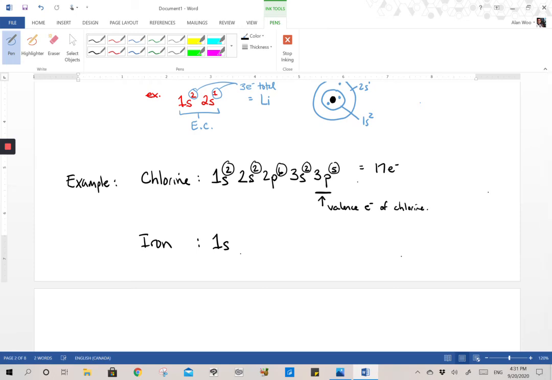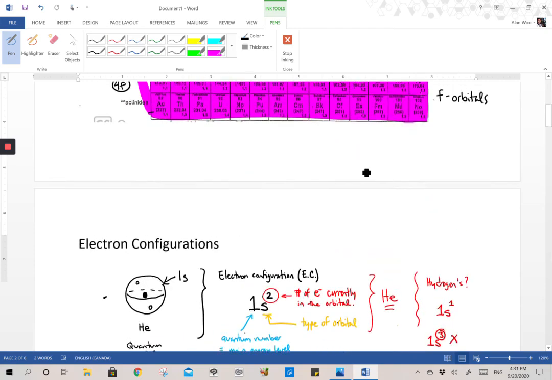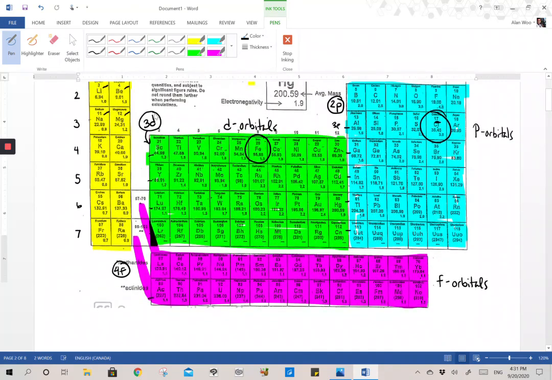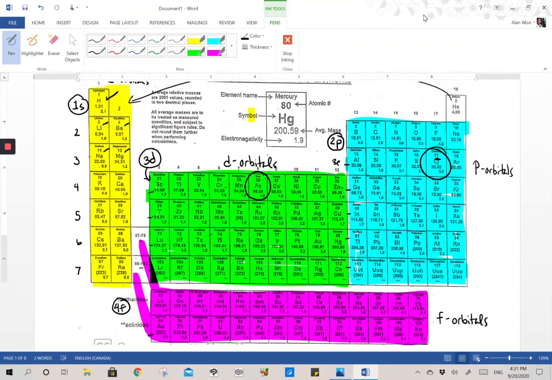Iron does pretty much the same thing. It's just that it's lower on the periodic table. Once we finish the 3p's, we drop down to the 4s. And once we finish the 4s, it starts with the 3d's.